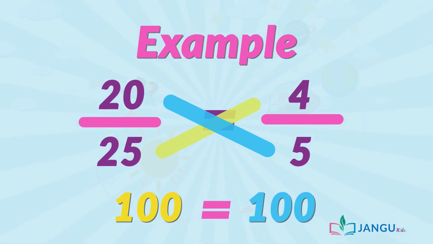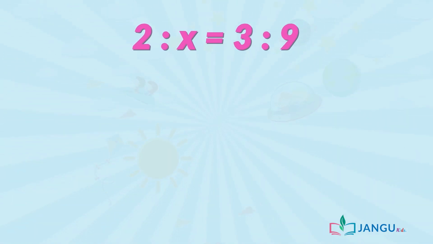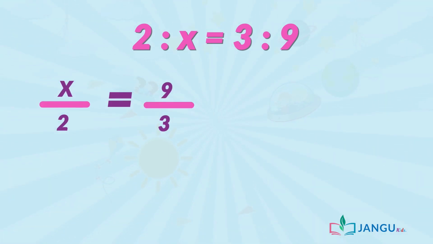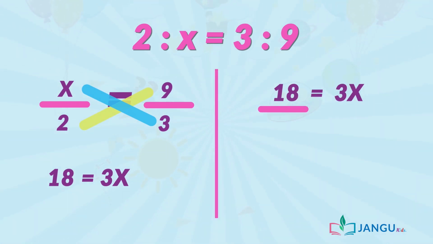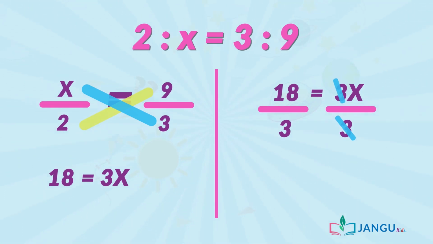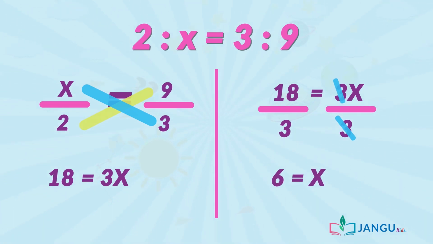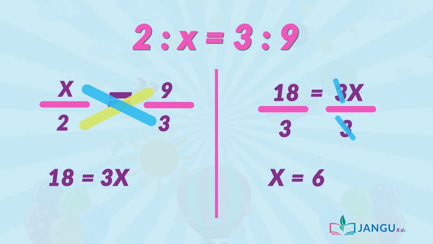Next, we will use cross multiplication to find the missing value in this ratio. 2 to x equals 3 to 9. The first step will be to convert the columns to fractions, giving us an equation with two fractions. That is, x over 2 equals 9 over 3. Next, we cross multiply. 2 times 9 equals 18, and 3 times x equals 3x. Then we divide by bringing 3 under. 3 into 18 equals 6. So, x equals 6. Therefore, the missing value in the equation is 6.